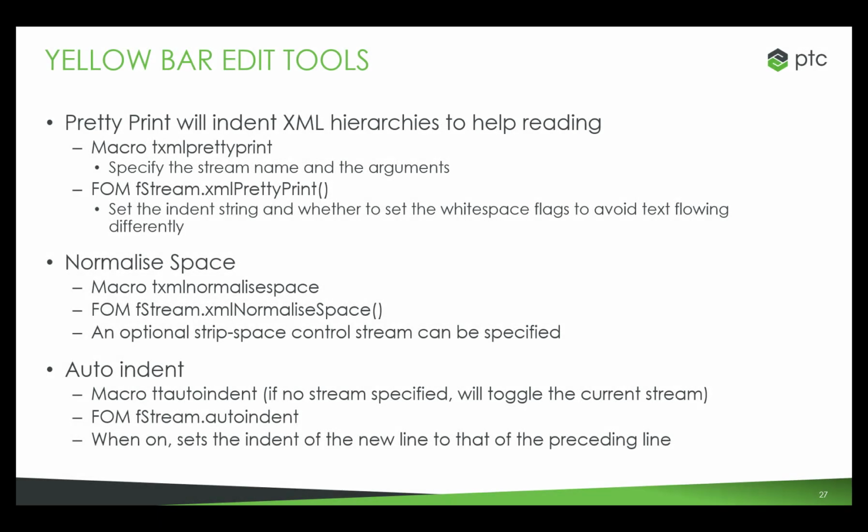So the first tool we're going to talk about is the idea of being able to pretty print the XML which is in the yellow bar. A lot of times you'll get XML from whatever source and it'll appear in the yellow bar as a single long continuous line. That's all very well, but you can't read it very well. It's very difficult sometimes to spot the hierarchies which are in the XML.